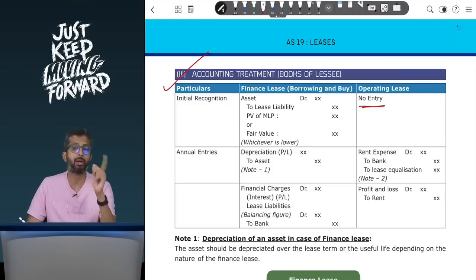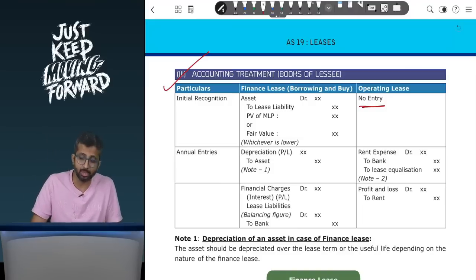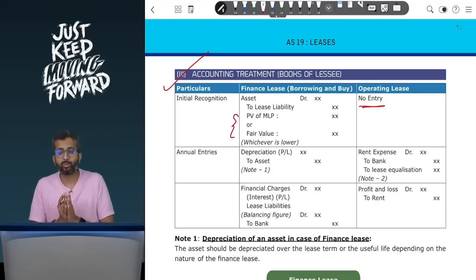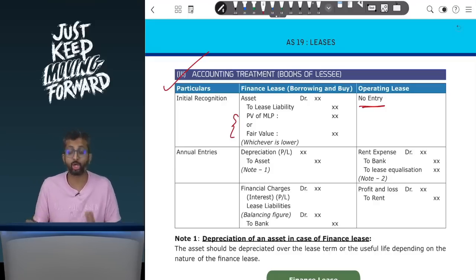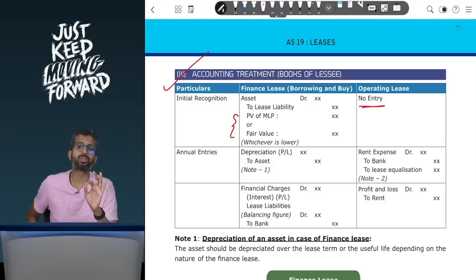Easy working. But if it is a finance lease, you treat it as a borrow and buy, and hence you will record the asset and record a corresponding lease liability. The problem is at what value will you record it? Well, you will record it at the lower of the present value of the minimum lease payment or fair value, whichever is lower. That will be the asset and lease liability. Now, each year what will happen to the asset? Well, it will be depreciated. Over what period? Over the lease term or over the life of the asset, depending on the term.